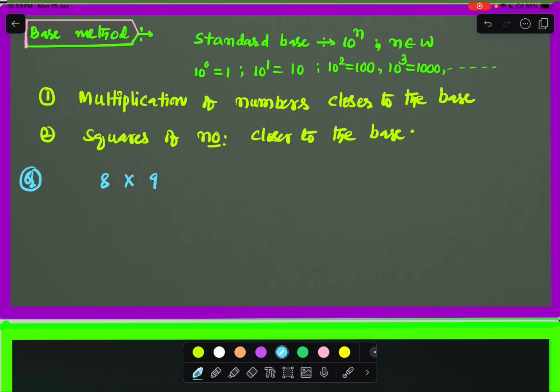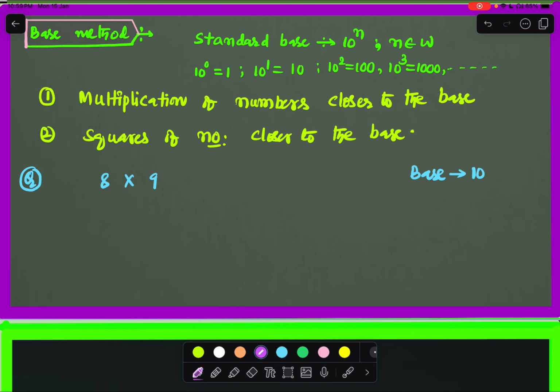Now I'm taking these two numbers, which are very close to our standard base, which is 10. So powers of 10 are called standard bases only, right? 20 is a convertible base only. It is not a convenient base. That means we can convert into 20, 30 like that also. That we'll see further. So first of all, 10 is the base.